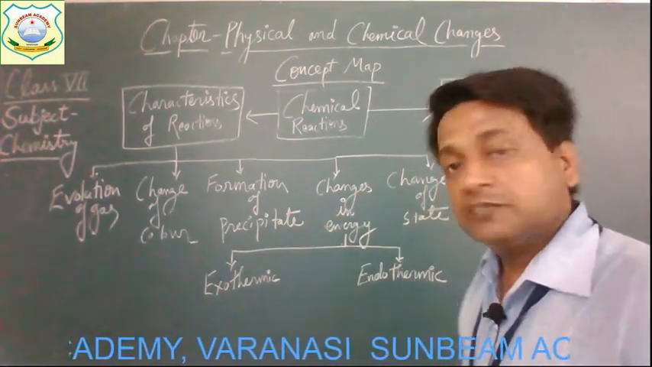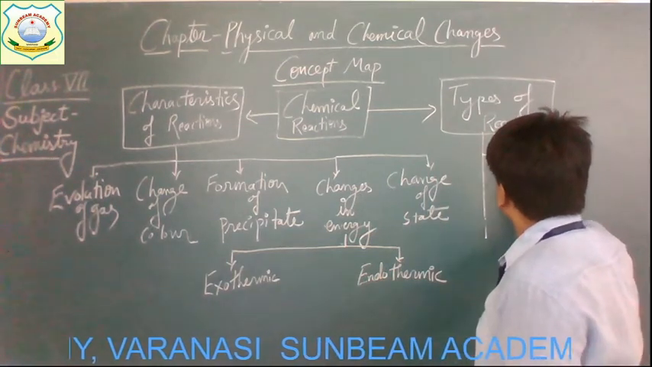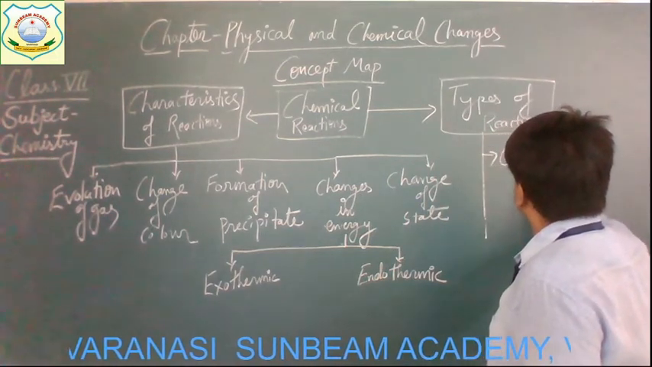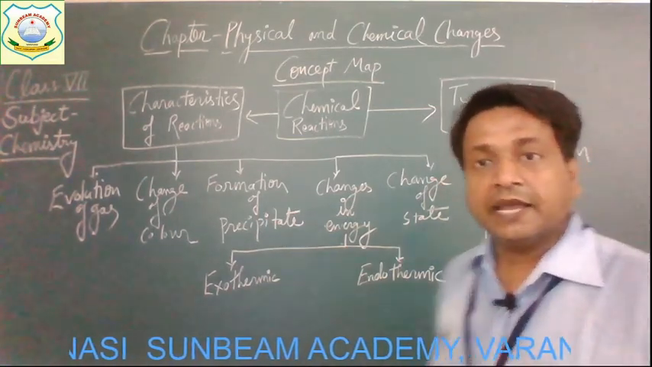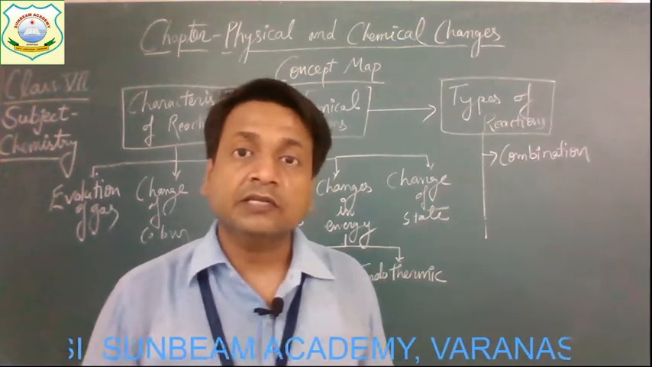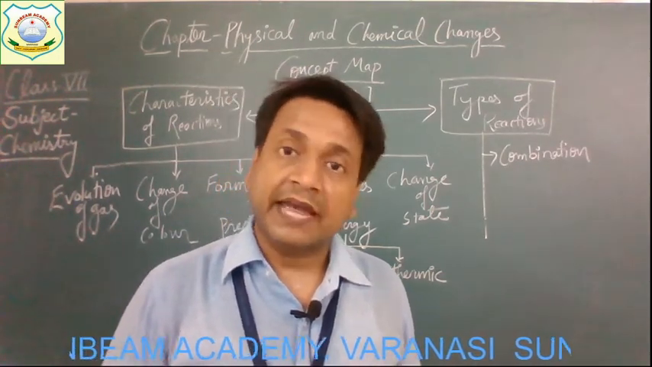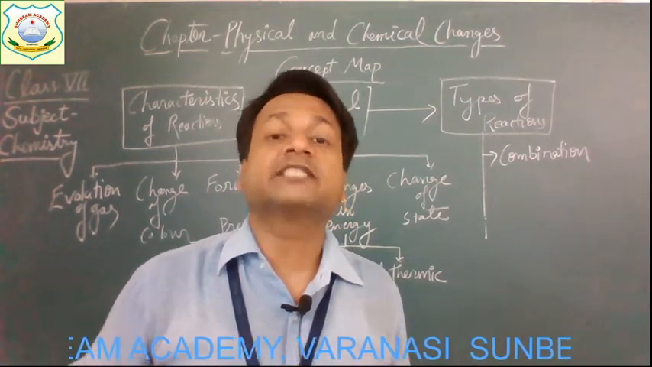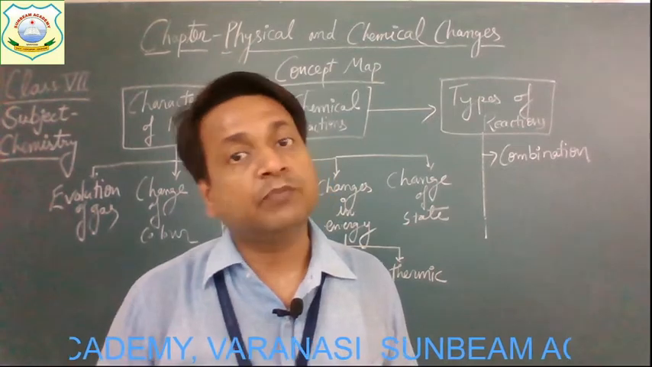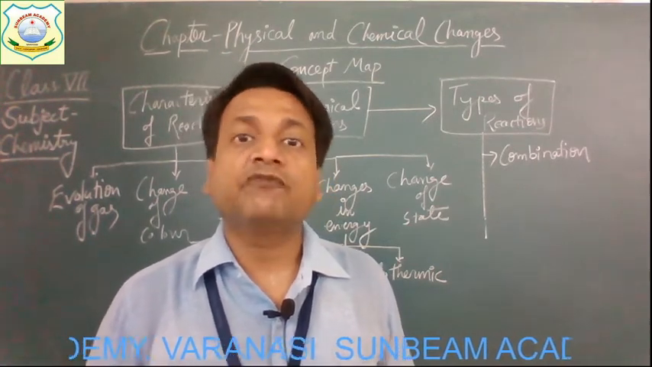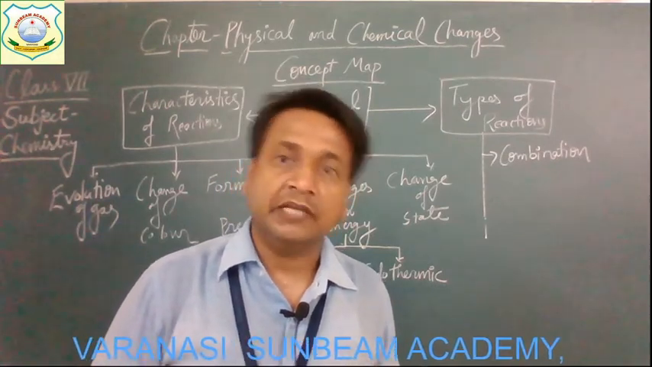And the first type of reaction is combination reaction. In a combination reaction, two different substances or reactants get combined after the reaction, like A plus B, when both react together, they form AB, a new product. Such a reaction is known as a combination reaction.